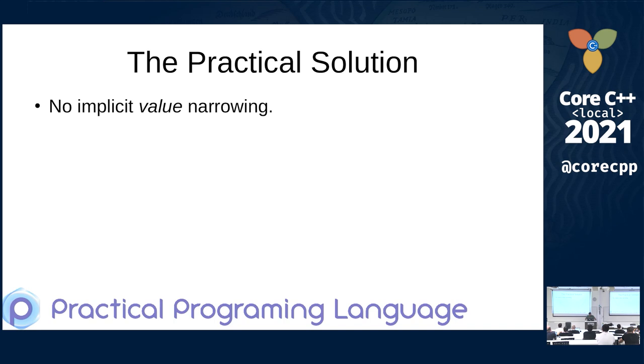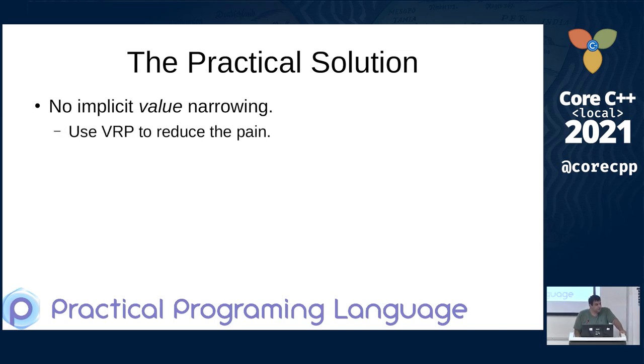First, there's no implicit value narrowing, which means that, yes, Practical does not implicitly allow converting from an unknown 32-bit value to an unknown 8-bit value, but it also doesn't allow you to implicitly convert from a signed 8-bit value to an unsigned 8-bit value, or for that matter, from a signed 8-bit value to an unsigned 64-bit value. Because a signed 8-bit value might be minus one, and an unsigned 64-bit value cannot hold that value. So any implicit conversion that might cut off values from the variable is not allowed. But we do use value range propagation in order to try and figure out what is allowed.